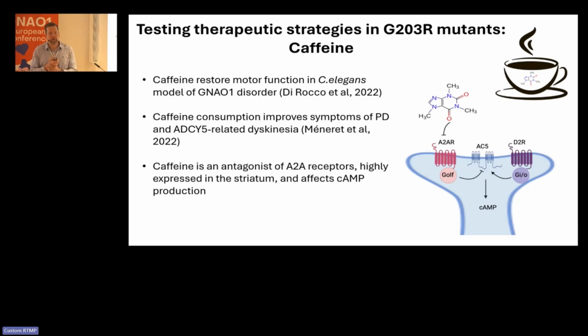And based on what we learned from the circuitry in the striatal neurons, we know that the cyclic AMP system is dysregulated in these indirect medium spiny neurons, and the biggest driver of the cyclic AMP formation in this neuronal population are actually adenosine receptors. So caffeine is a blocker for the adenosine A2A receptors in the striatal neurons, so it would make sense that at least in the striatal G203R model, caffeine might be promising.